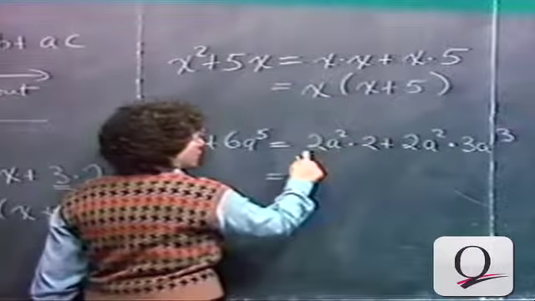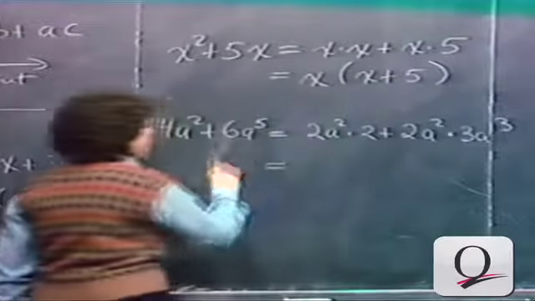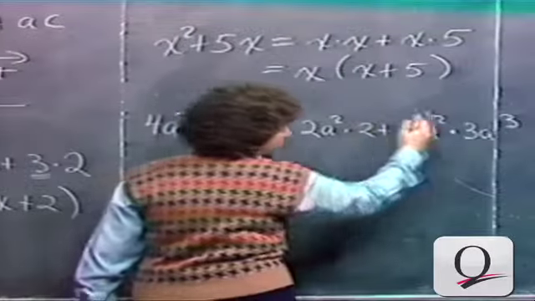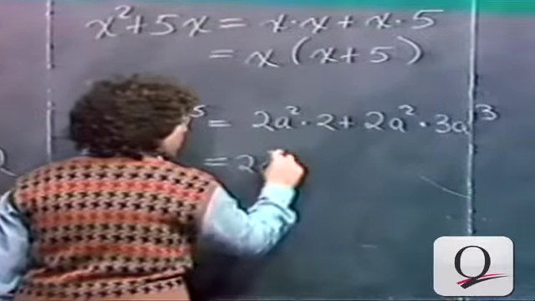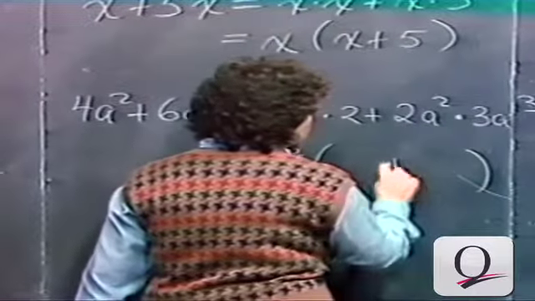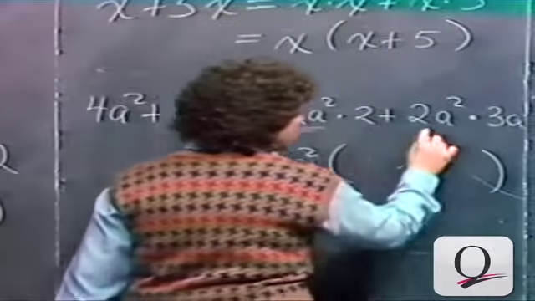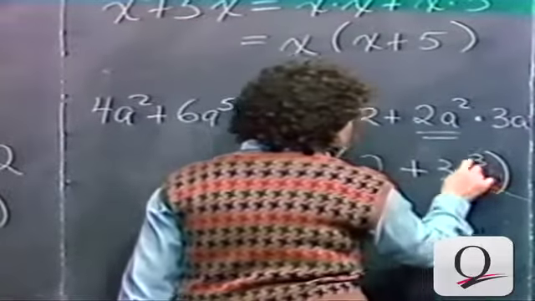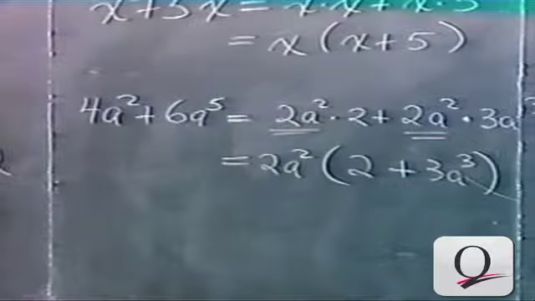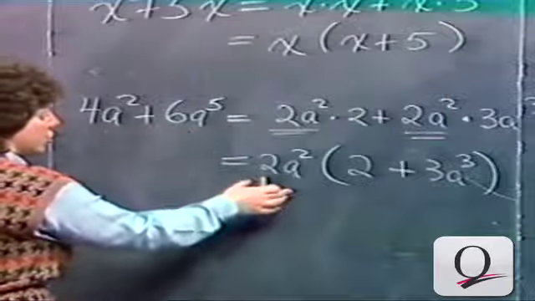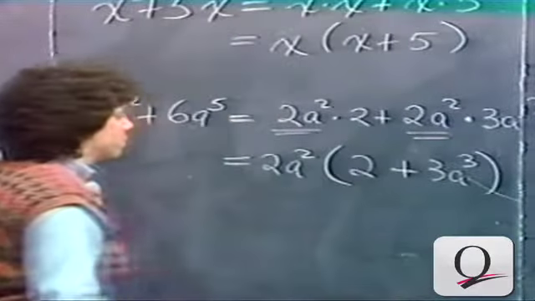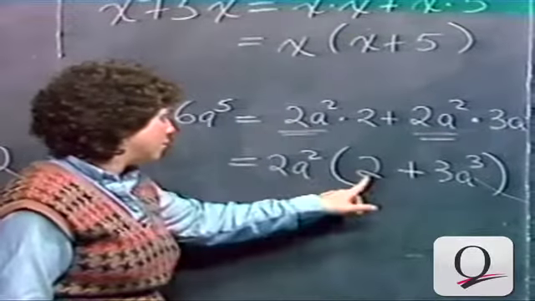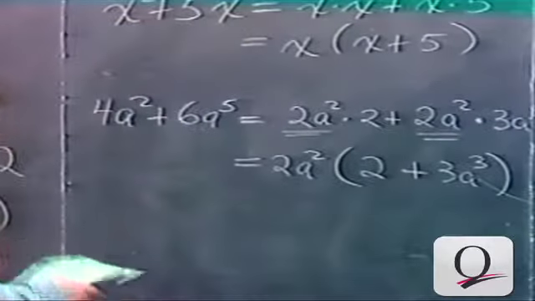Whereas this is the 4a squared plus 6a to the 5th. What we have done is rewritten this as ab plus ac, and then we can factor out the 2a squared, and we see that over here, once we take out the 2a squared, we're left here with a 2, and here a 3a cubed. So we have factored this into 2a squared times 2 plus 3a cubed. And when we multiply it out to check it, we get 4a squared plus 6a to the 5th.